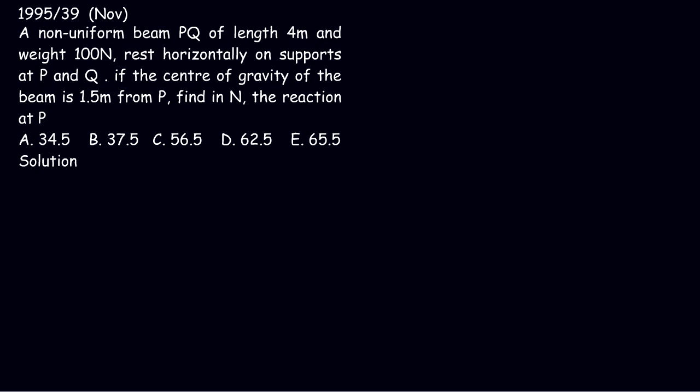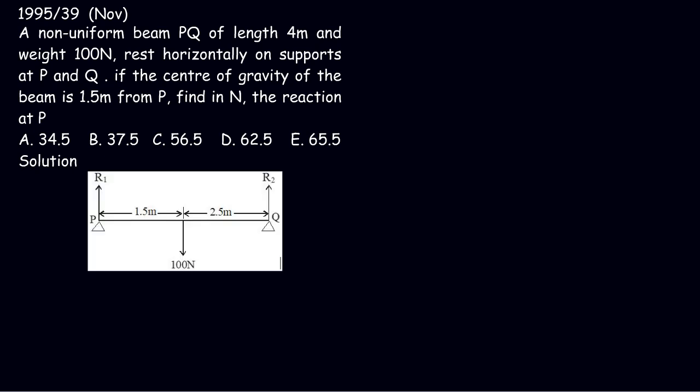Our very first step obviously is to draw our diagram. Now after doing so, we have gotten a clearer picture of the question. Now to get the reaction at P, we are going to be taking moment at Q to eliminate arrow 2. Now when we do that, we need our clockwise moment to be equal to our anti-clockwise moment.